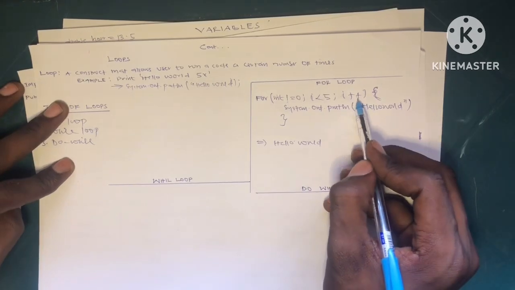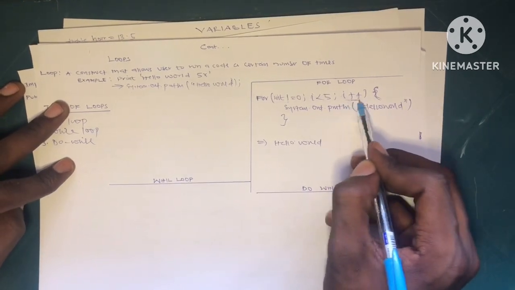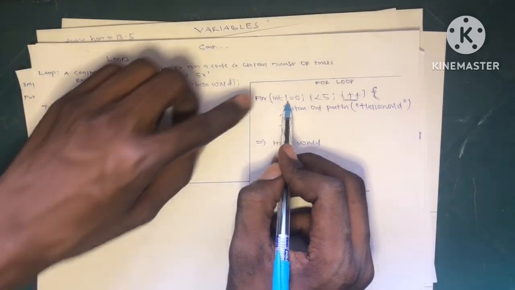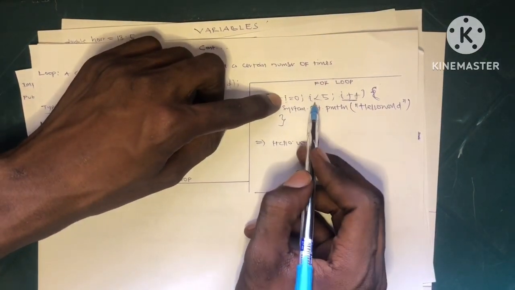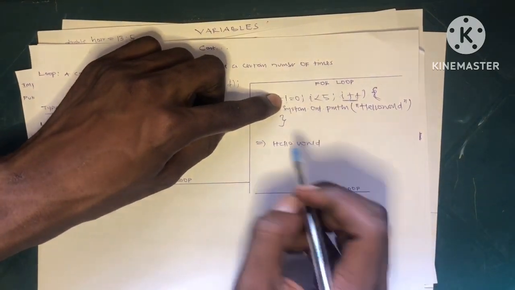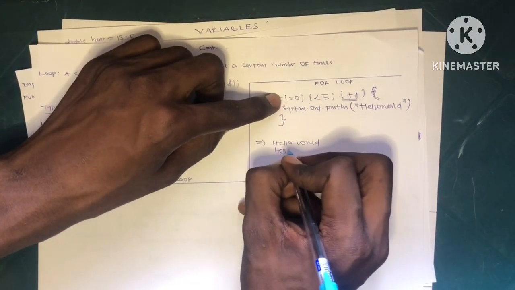Okay, then this expression will add 1 to I. Now I will be what? 1. Then we ask, is 1 less than 5? Yes, 1 is less than 5. Then print hello world.